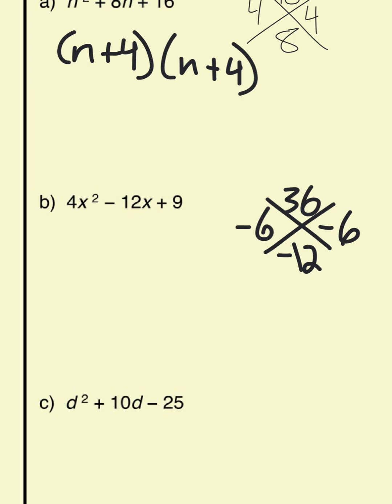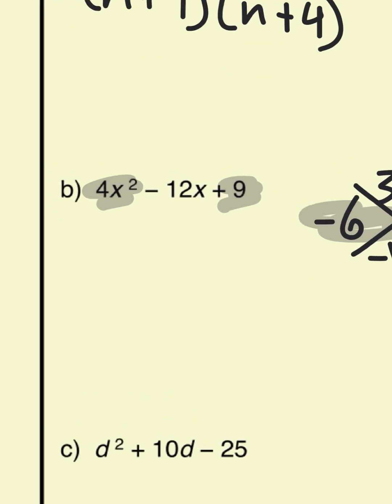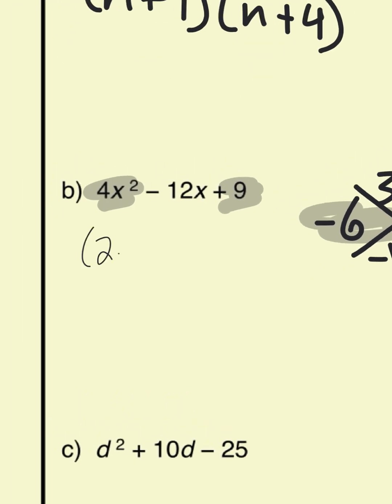So if you get two numbers here, that might be a key to check. Is this a square? Is this a square? Yes, it is. And then we can use that pattern. 2x minus the square root of 9 is 3. So I can predict that pattern.